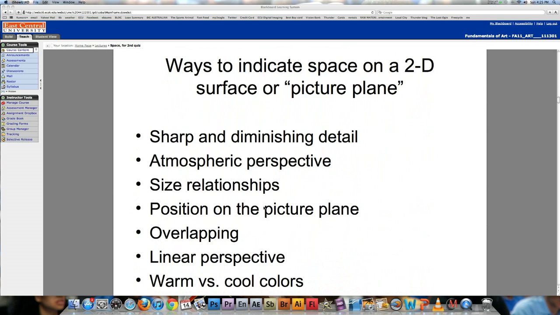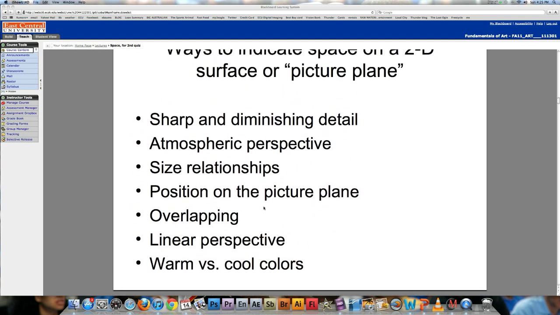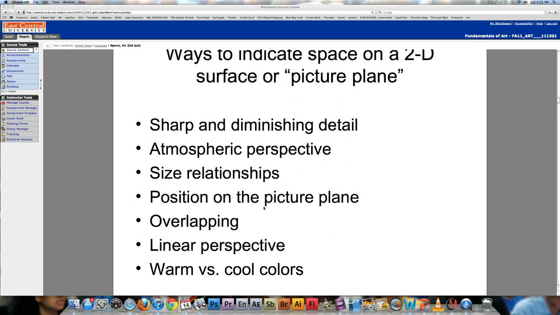So just because we know that there's a background, a middle ground, and a foreground, that doesn't mean that we know how to represent that on a two-dimensional picture plane. But there are some tricks that an artist can use to make those areas of space more identifiable. Sharp and diminishing detail.